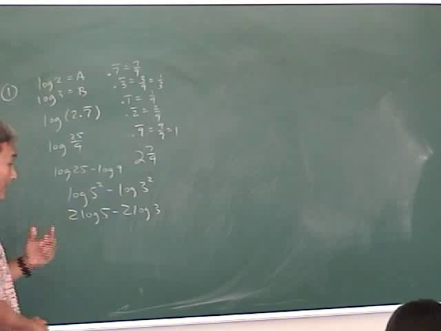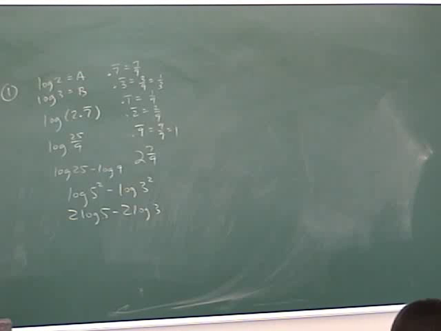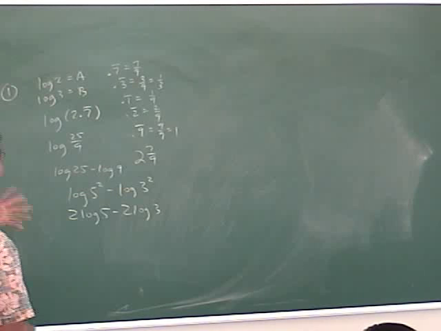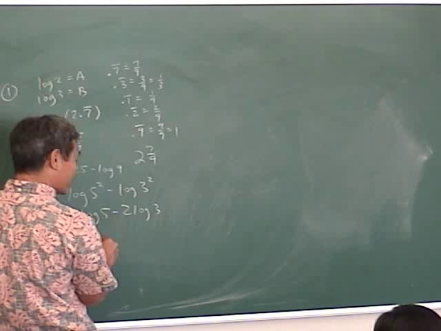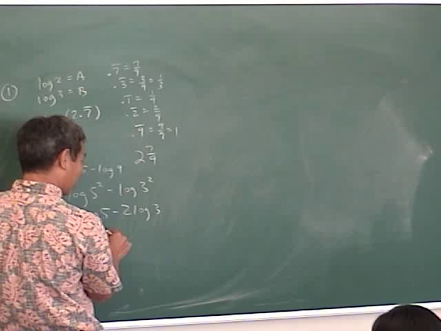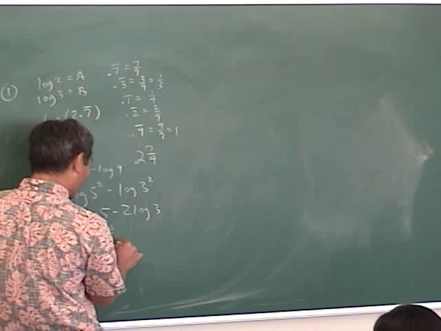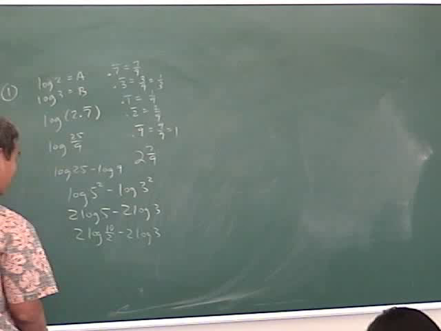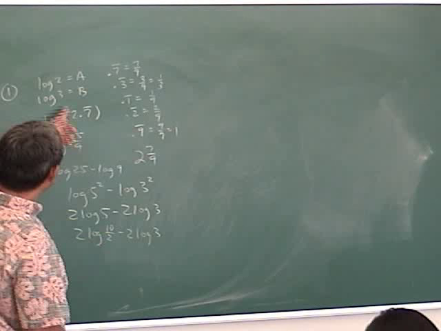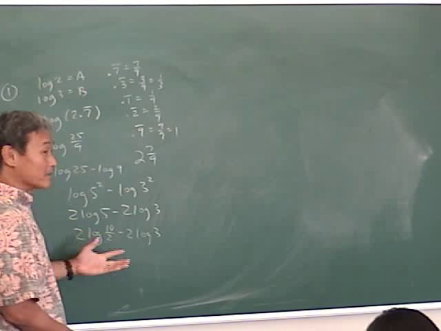Well, this is where the thinking comes in. What am I going to do? Same thing. So, anyway, right here. What you got to do is change 5 to 10/2. Why? Because you know what log 2 is. Log 2 is A, and log 10 is 1, right?